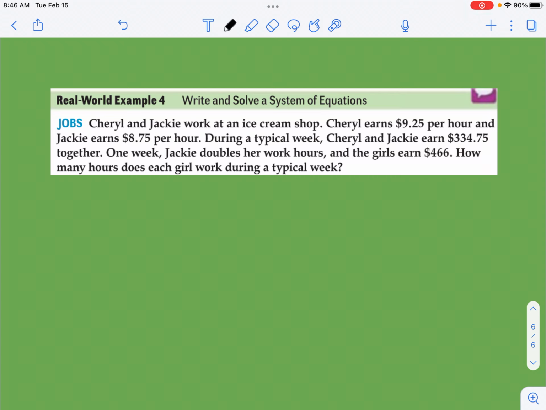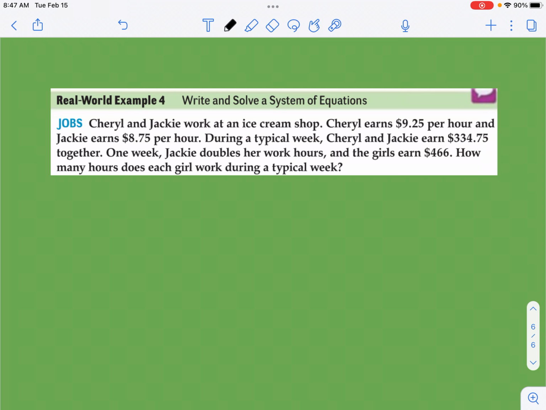Solving systems of equations using elimination as our technique, and we're going to apply that to a word problem. In this word problem, Cheryl and Jackie work at an ice cream shop. Cheryl earns $9.25 per hour and Jackie earns $8.75 per hour. Hopefully, we can assume that Cheryl has worked there longer than Jackie, therefore making more money than her.